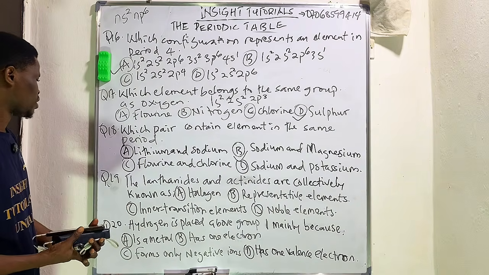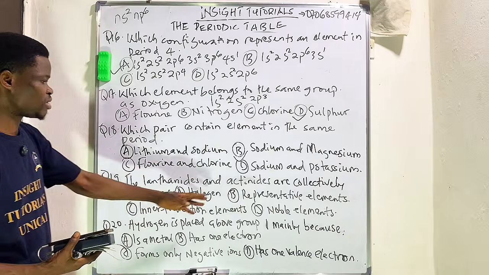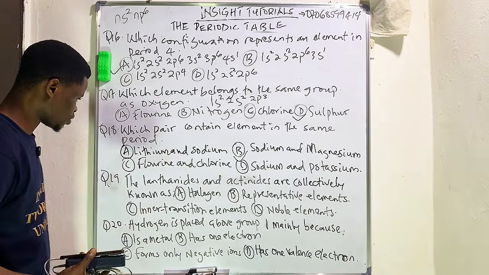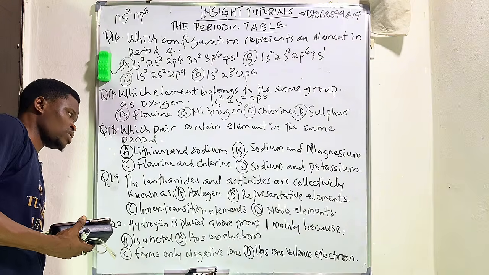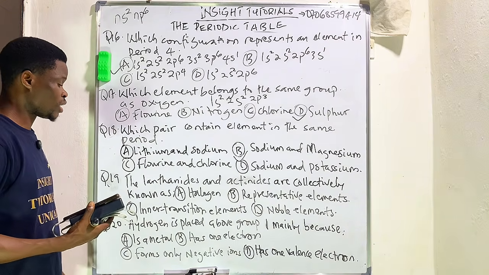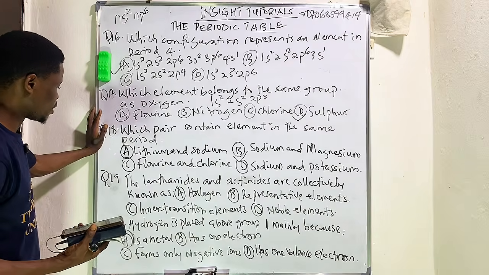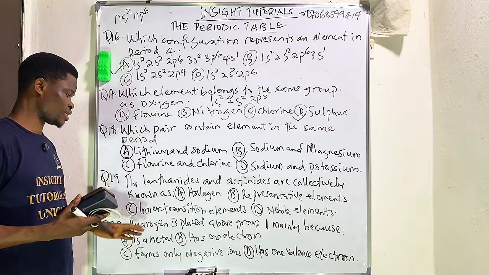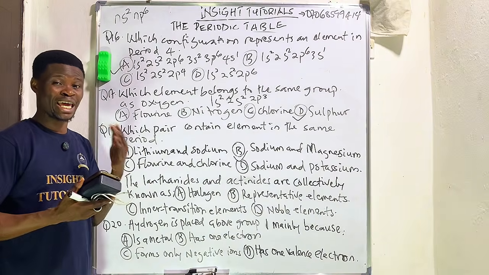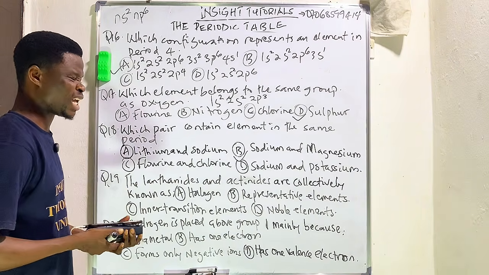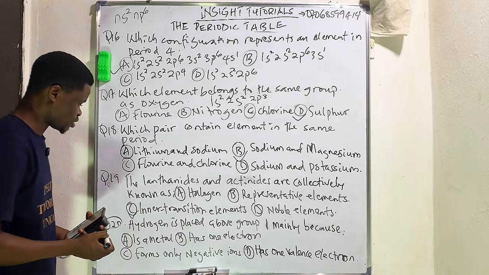Now 19 says the lanthanides and actinides are collectively known as: A halogens, B representative elements, C inner transition elements, and D noble gases. Noble gases are group 18. Halogens are group 17. They are not representative elements either. The correct option for lanthanides and actinides is inner transition elements, because they fill up the f subshells, right? They are from the f block. So the correct option is option C.